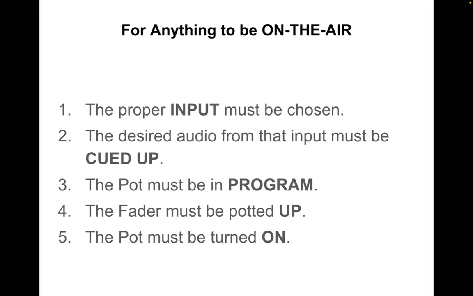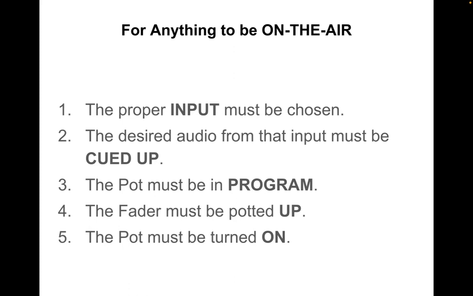Now that we've gone through the components of the board, let's demonstrate how to use them properly. In order for anything to be on the air, the following steps must occur. The proper input must be selected. The desired audio from that input must be queued up, meaning prepared for broadcast. The pot must be in program. The fader must be potted up, and the pot must be turned on.